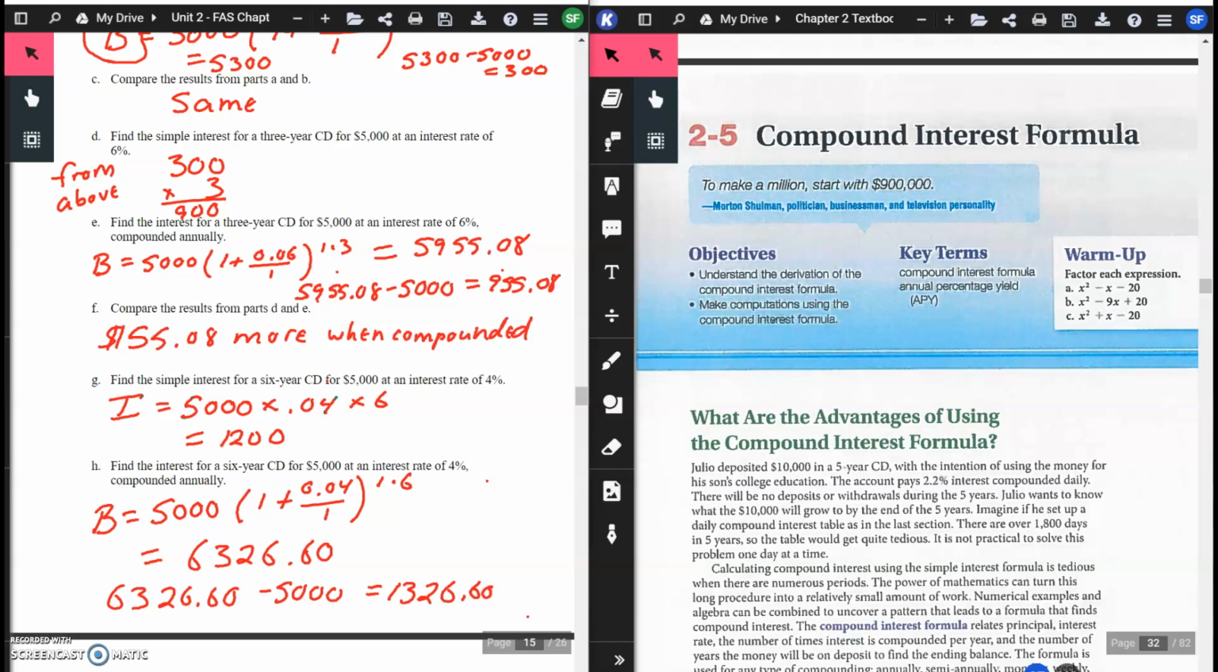G, simple interest, 6-year CD, $5,000, 4% rate. So 5,000 is your P, times the rate, R, which is 0.04, times 6 for 6 years, gives you $1,200.